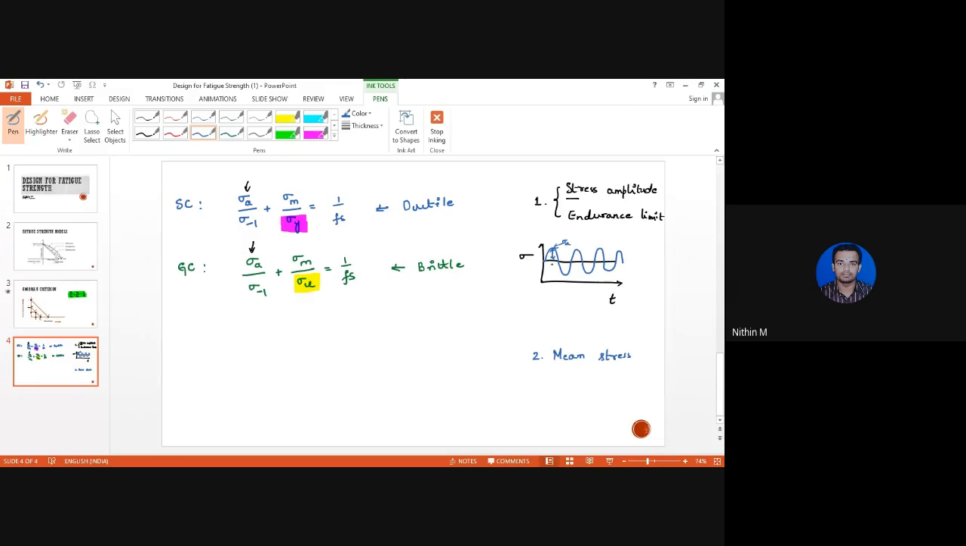So this basically is somewhat like a static stress. This straight line is representing mean stress. The straight line that we have got is representing mean stress, that is sigma m, which is almost similar to static stress, right? Is it clear what I am saying? Yeah, okay.